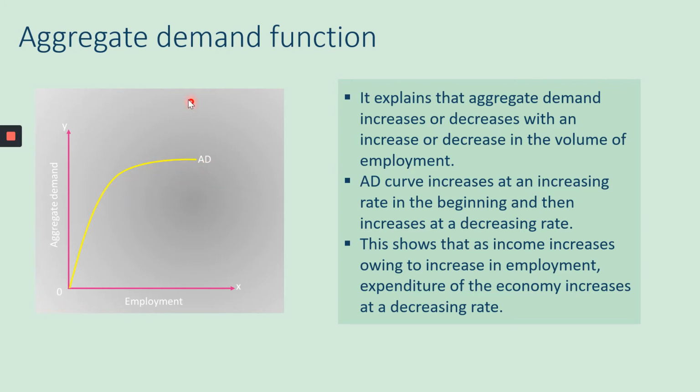So, aggregate demand function. On the x-axis here we mark the employment and on the y-axis I have marked the aggregate demand. This yellow curve is called the aggregate demand. Why does it slope upwards? On the x-axis you mark the employment, on the y-axis you mark the aggregate demand. This is the origin, 0, I marked as O. The yellow curve is called the aggregate demand.